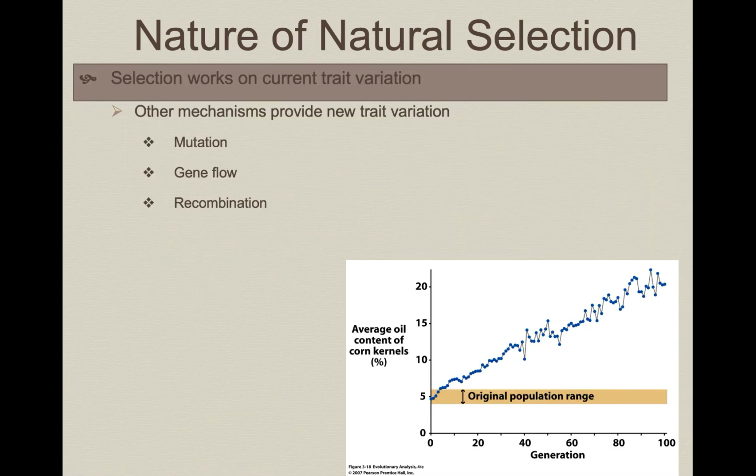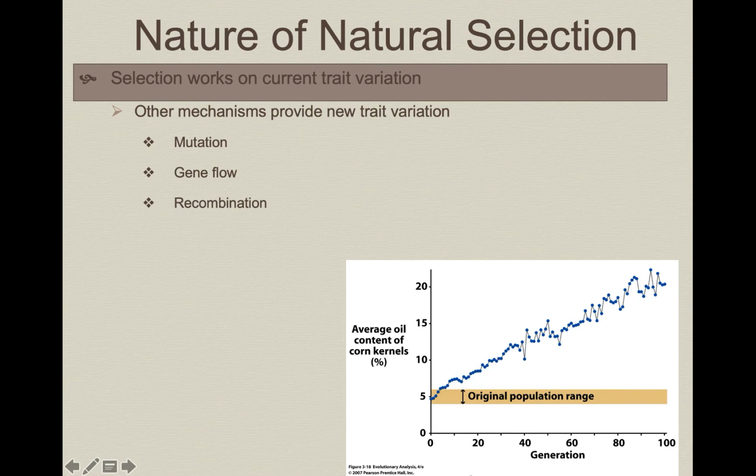Natural selection also can only work with current trait variation. So here's a study using artificial selection to try to increase the average oil content of corn kernels. Initially, when they started this study, this was the range of oil content in individuals that were used. And so we see that there's this evolution of increased oil content generation after generation. But once it gets there, it's going to stop, right? It's going to stop at that natural population range until it starts to go up again.